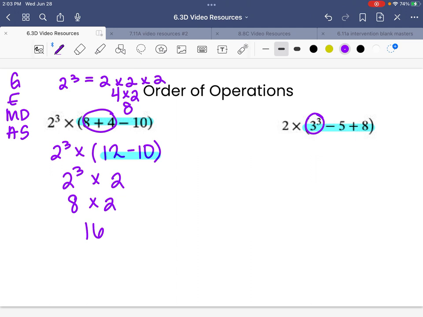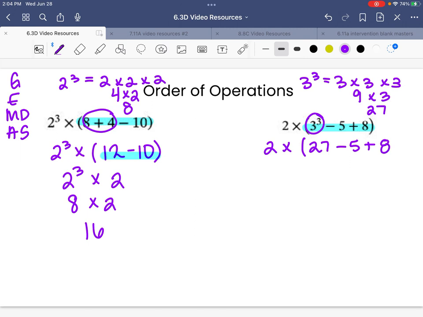So 3 cubed tells me that that is 3 times 3 times 3. I know 3 times 3 is 9, and 9 times 3 is 27. So I'm going to rewrite my expression, saying 2 times, in parentheses, 27 minus 5 plus 8.